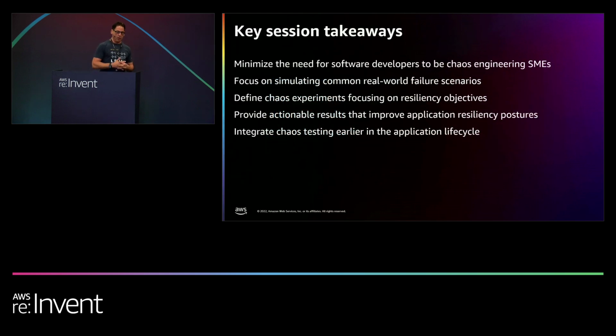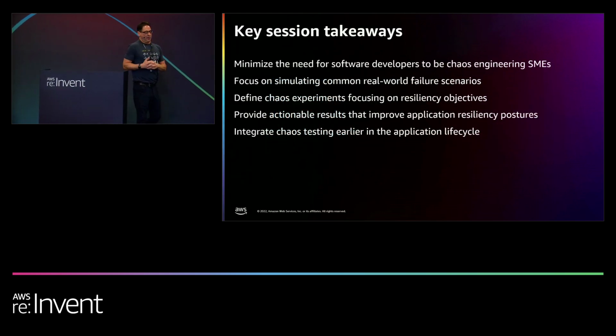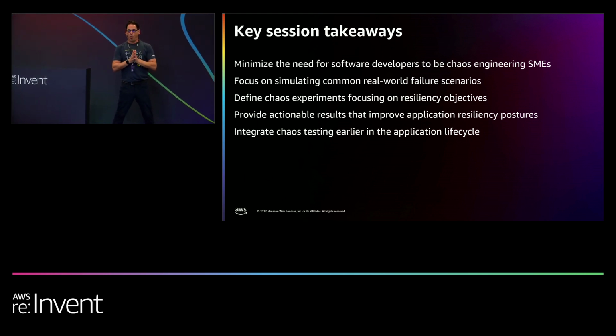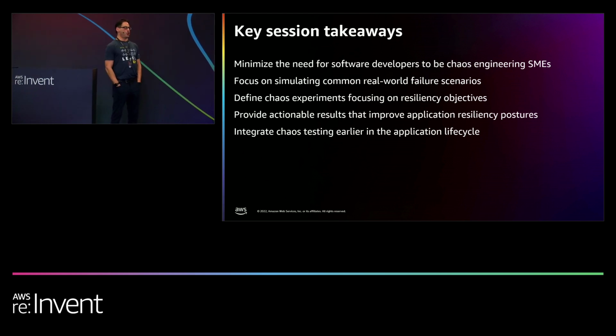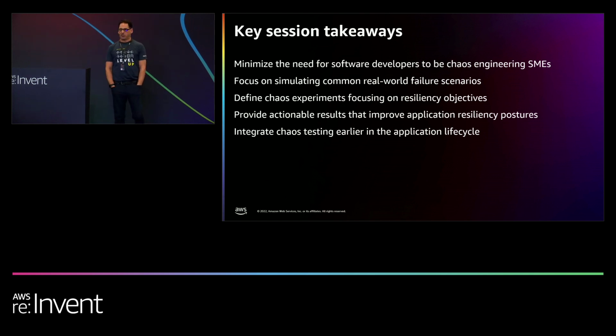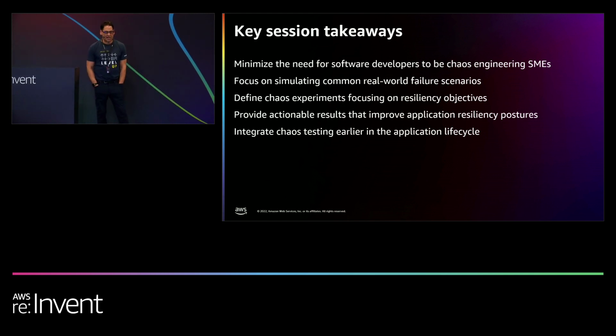So when you step back and look at it, there are about five key session takeaways here. The first is, minimize the need for developers to be chaos experts. That's a huge part of making chaos successful and getting adoption. When you assume that people are chaos experts, the developers don't get as much out of the experience because they don't necessarily know how that failure is going to show itself or what good looks like for responding to that failure. Focus on simulating real-world failure scenarios.